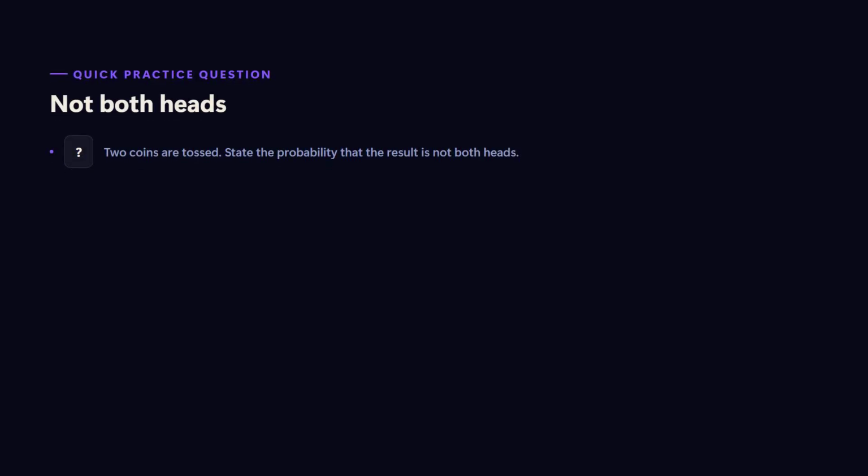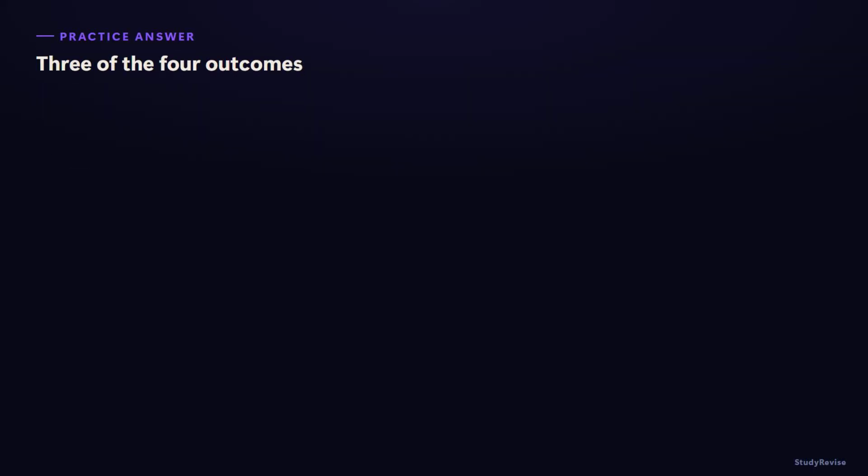Quick practice first. 2 coins are tossed. State the probability that the result is not both heads. 3/4. 3 of the 4 equally likely outcomes, heads tails, tails heads, tails tails, are not both heads. Only heads heads is excluded.